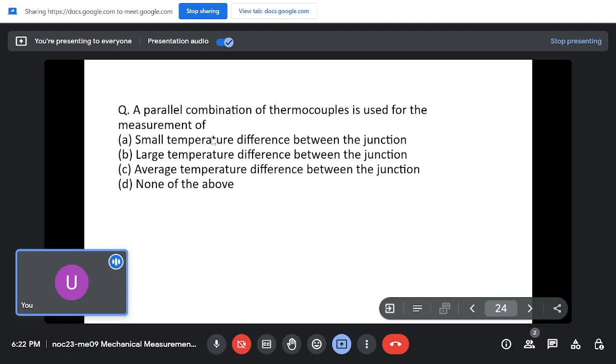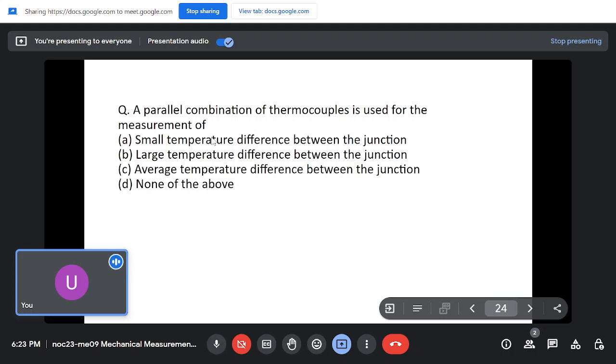If you use a parallel combination of thermocouples, it's called a thermopile. Assume you have a copper constantan type thermocouple. If you connect all coppers together and all constantans together, that gives you a parallel combination. If you connect the constantan of thermocouple 1 to the copper of thermocouple 2, so dissimilar metals are connected together, it will form a series connection. A dissimilar metal combination will give you a series connection, and a similar metal connection will give you a parallel combination.